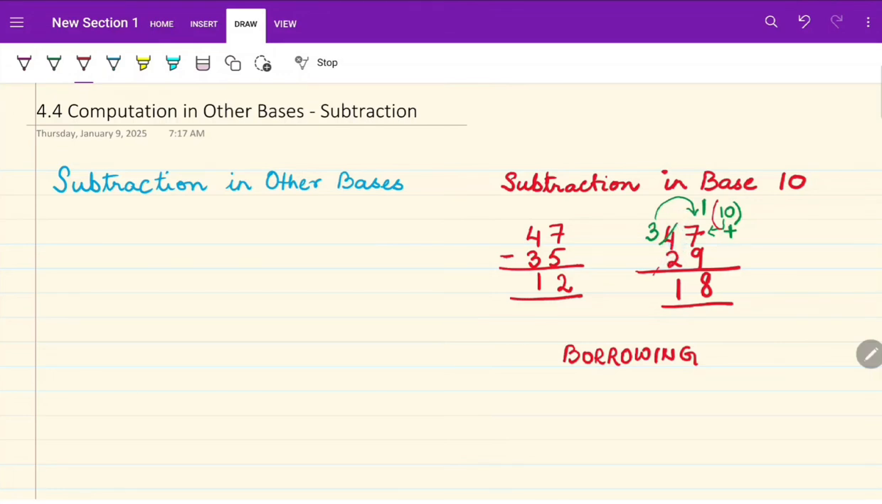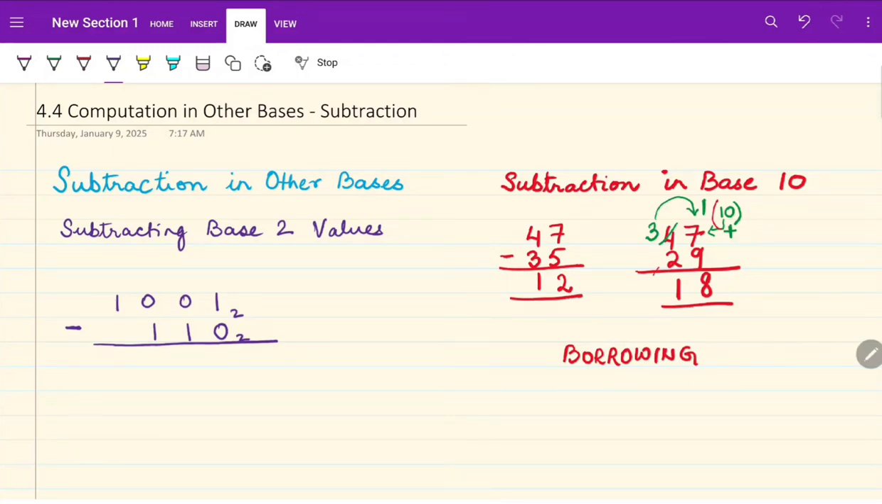So we are going to follow a similar process when working with other bases as well, but remember our bundles are going to be bundles of values of the base that we are working in. So if we are working in base 8, then it's going to be bundle of 8. If we are working in base 6, it's going to be bundle of 6. So we'll work through some examples now to explain how that works.